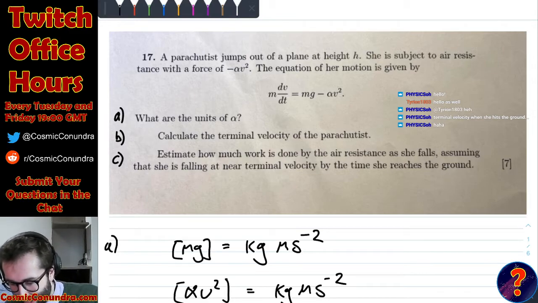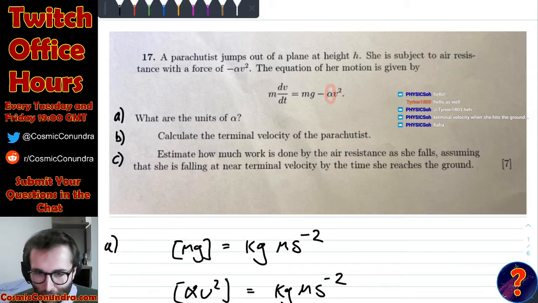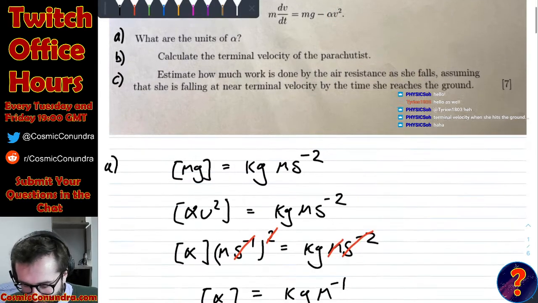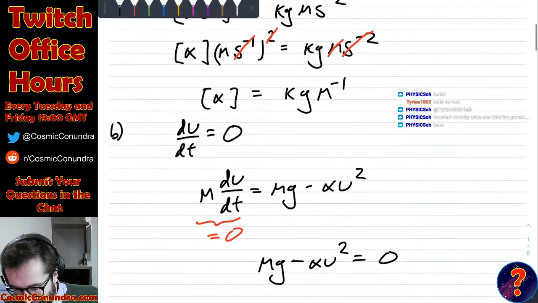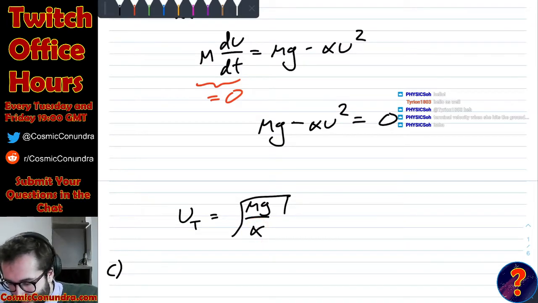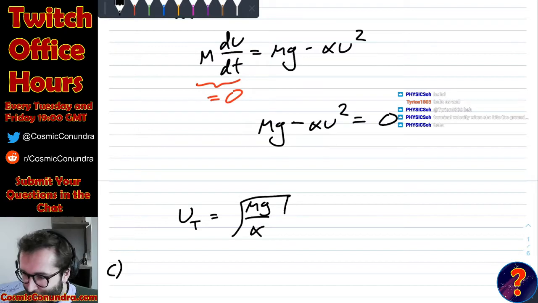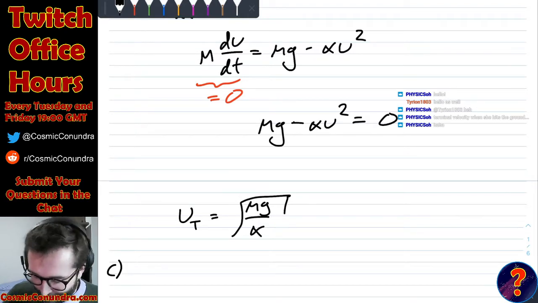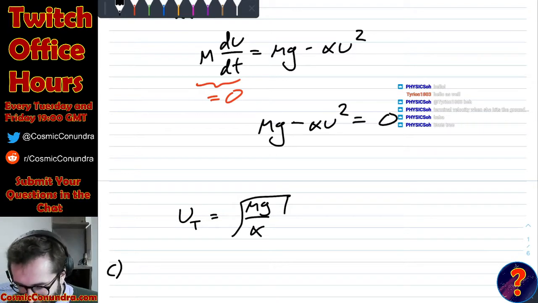The parachute will increase this factor alpha when she opens it. And if it increases the factor alpha, you can see here increasing alpha is going to reduce the terminal velocity. Because you don't want to be travelling at the terminal velocity of a normal human without a parachute when you hit the ground. I mean, that would just make a mess.